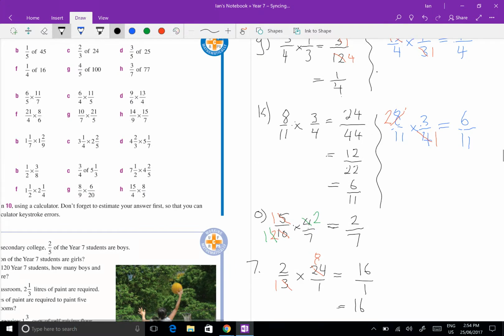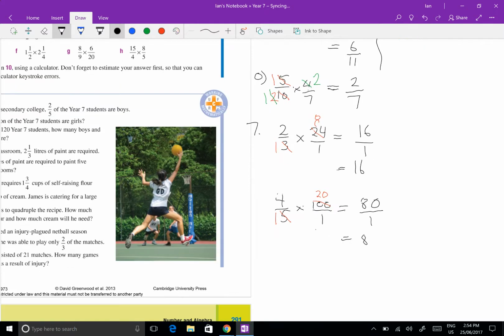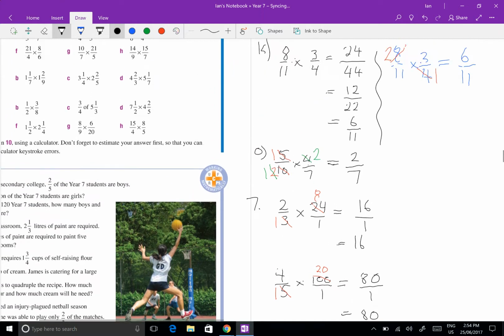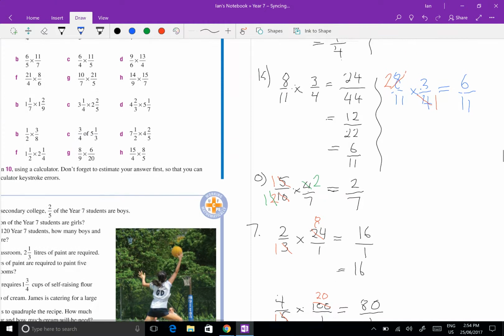What's the next one? 4/5 of 100. Now remember, 100 can be written as 100 over 1. Again, I can cancel. I see very quickly 5 goes into itself once. 5 goes into 100 20 times. Now, I multiply the top. 4 20s are 80. 1 times 1 is 1. And 80 on 1 is 80. And that makes sense. 4/5 of 100. If I got 4 out of every 5 questions right in a test out of 100, I'd get 80%. That's that there, or 80 out of 100.